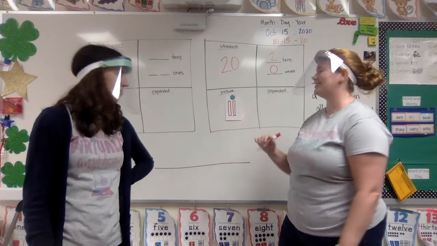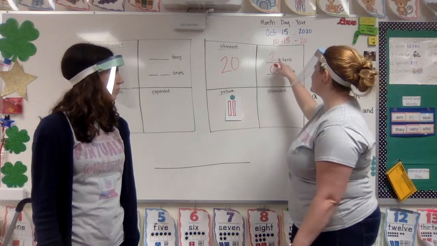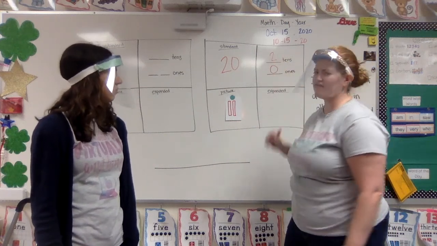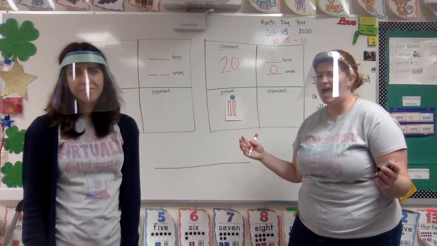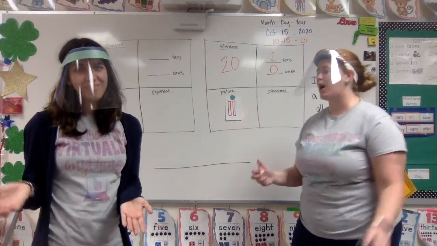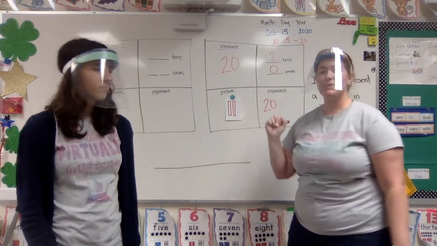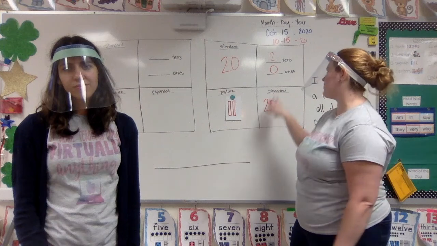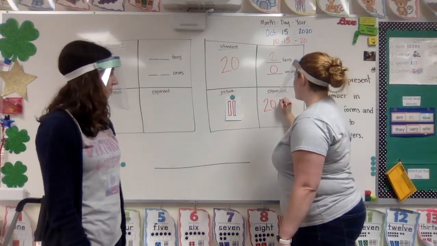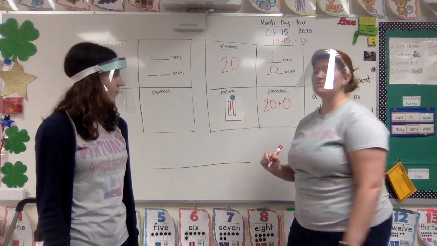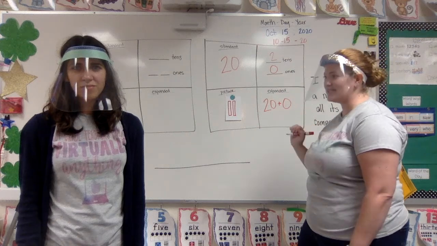10, 20. Expanded form. Well, I need to take the value of my 10. So I'm not just going to put 2 because 2 tens has a value of 20. So I'm going to put 20 plus the value of my ones. I have 0 ones, so that value is 0. So my expanded form is 20 plus 0.